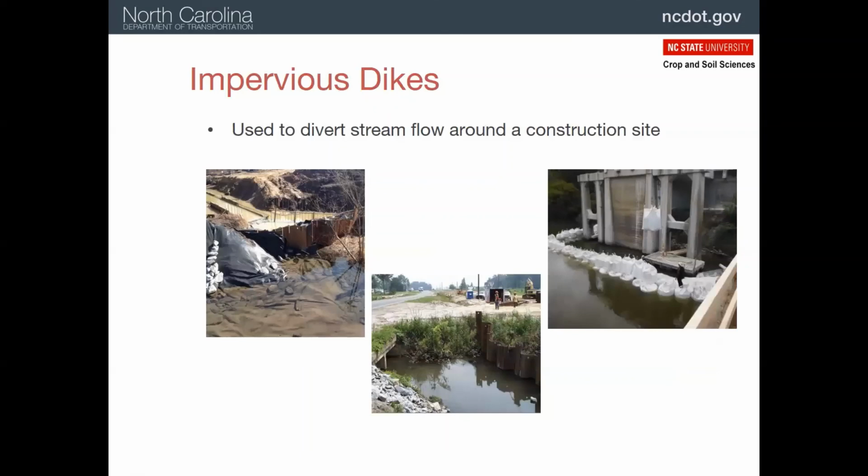There's some other things we can use either to divert flow or to keep water away from a work area. So here you can see some sheet pilings. Here we've got some sandbags that are used to hold the water back from a work area.